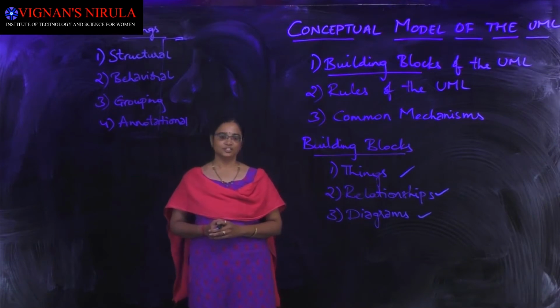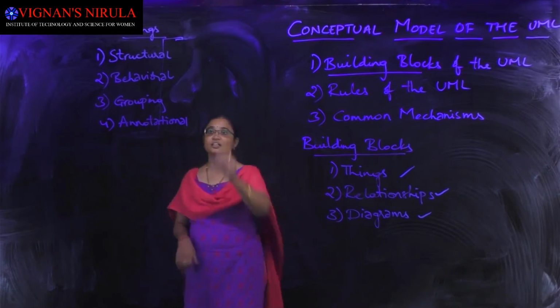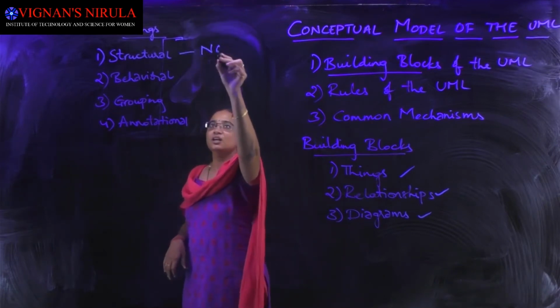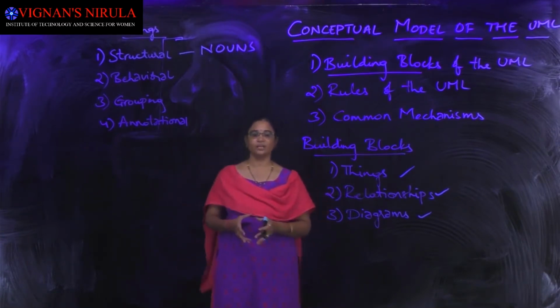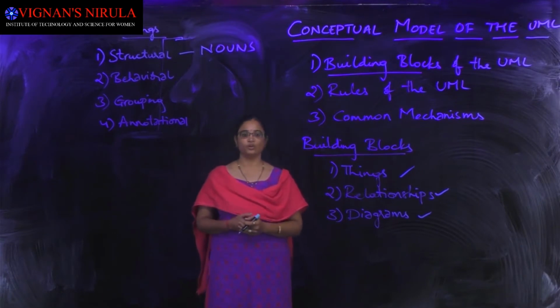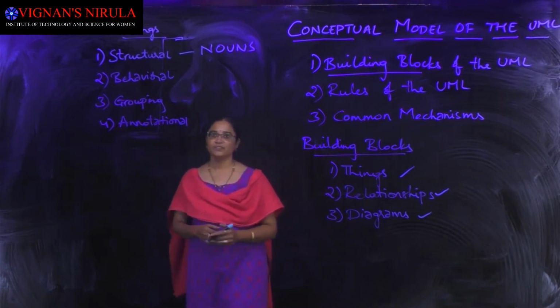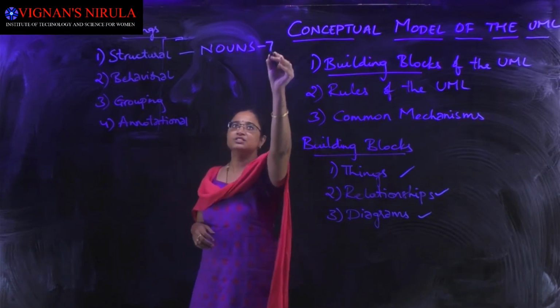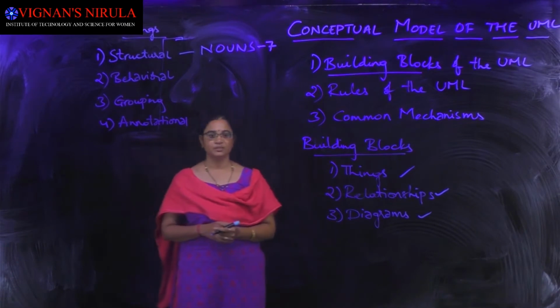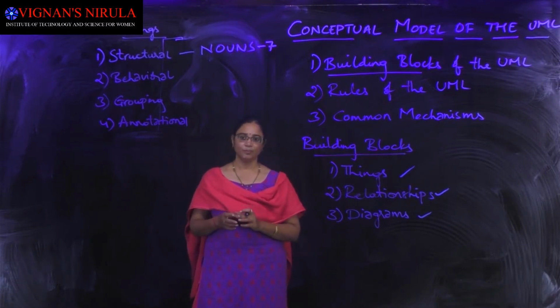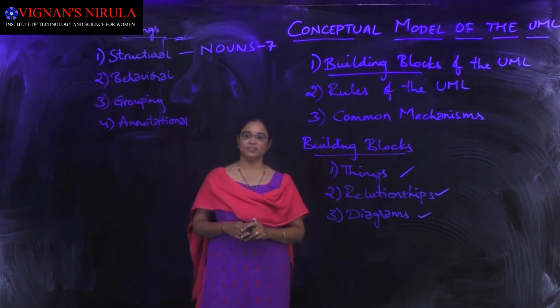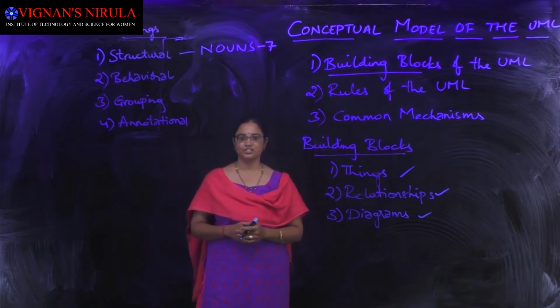So coming to the structural things. Structural things are the nouns of the UML. If you want to represent any names, or if you want to take the abstractions in the problem domain, that can be represented by using the nouns of the UML. Here we are having 7 types of nouns. In the structural things we are having 7 elements. They are class, object, collaboration, use case, component, deployment, and active class. These are the 7 elements which we are going to study in the structural things of the UML.